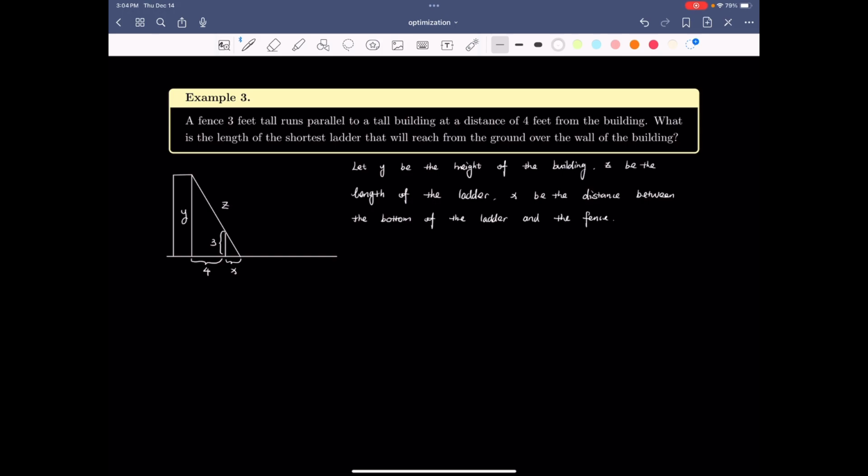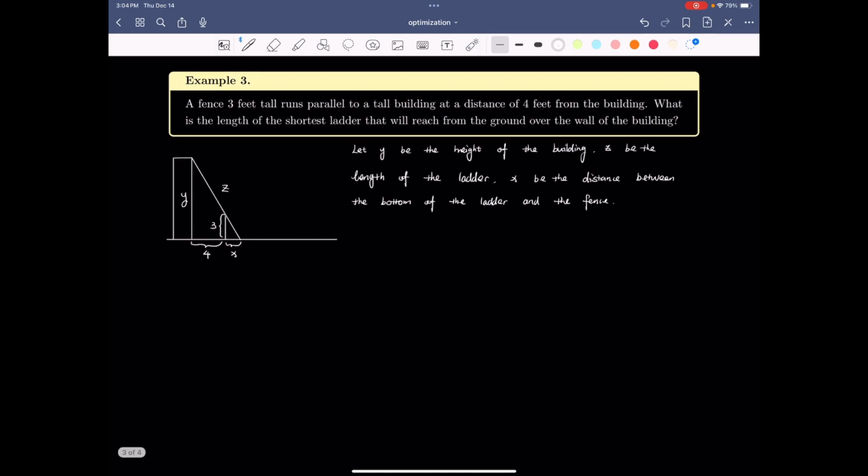Alright, so now all the variables are defined. I can try to write that as a function of my other variables. So in this case, you can see that we can use the Pythagorean theorem. So by the Pythagorean theorem, we have Z squared equals Y squared plus (4 plus X) squared.